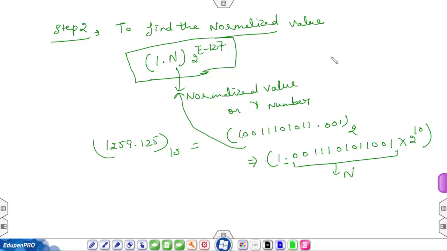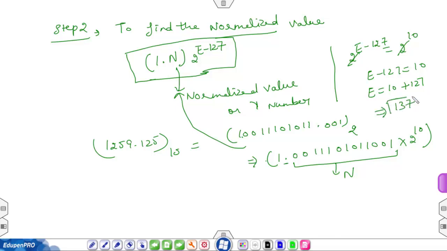Now it's a turn of comparing the exponent e minus 127. So it will be equal to 2 raised to power 10. Now e minus 127 equals 10, and we will get the value of e, that will be equal to 10 plus 127, and that value will be 137. So now e here is 137.